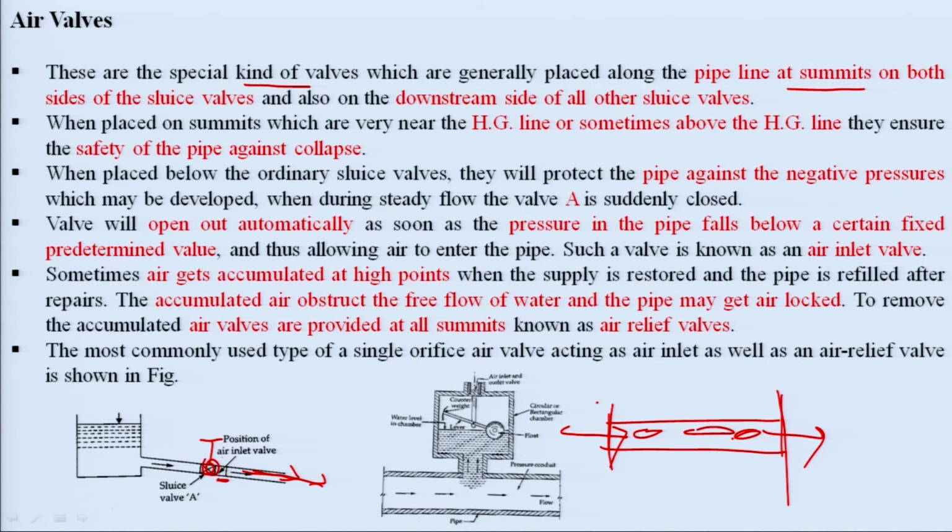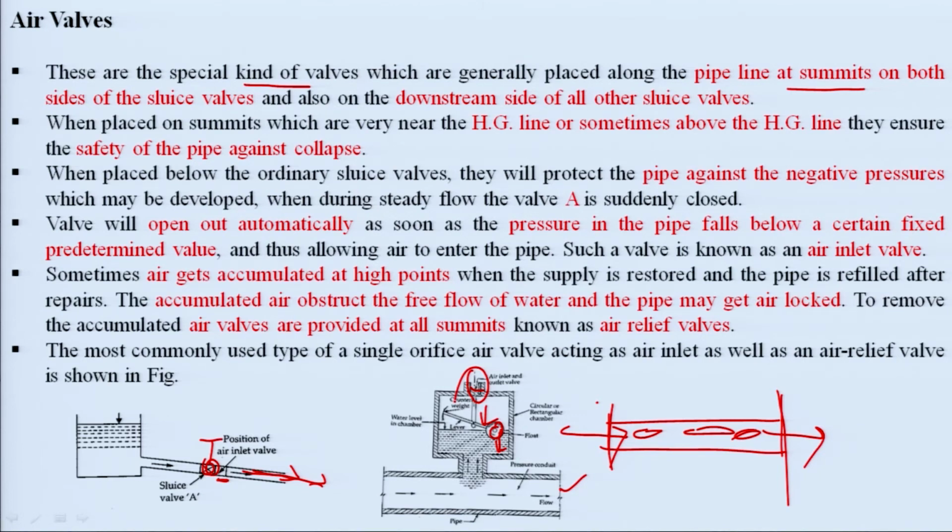So, this is a picture showing an automatic air inlet and outlet valve. How does it operate? What will happen when a vacuum is created inside the valve? This particular float moves downward, and when it moves downward, this portion opens and the air will move inside.